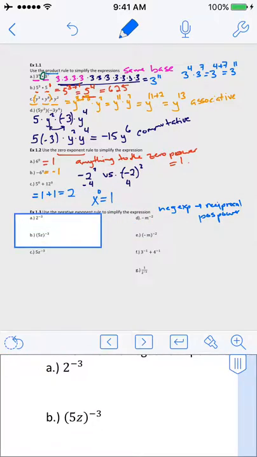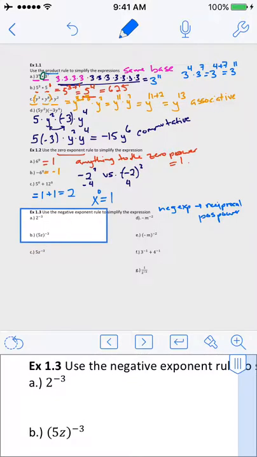So let's take a look at A and see how that would work. So 2 to the negative 3 would simplify. We can use the reciprocal to the positive power. So I get 1 over 2 to the 3rd, 1 over 2 to the positive 3rd, instead of 2 to the negative 3. Again, that's because that's the definition of a negative exponent. So anything to the negative 1 becomes the reciprocal to the positive 1. Negative 54, reciprocal to the positive 54, right? That's only in the exponent.